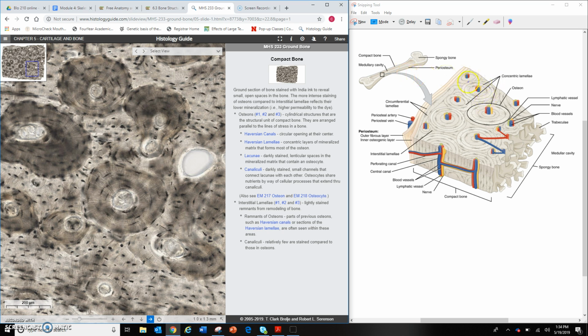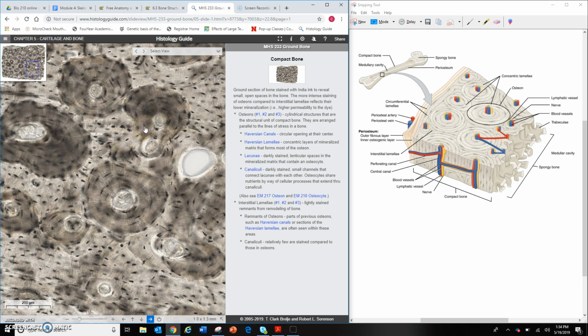So you can see that this compact bone consists of these circular structures called osteons. So over here on the figure on the slide, you can see we have 1, 2, 3, 4, 5, 6. We've got about 7 or so osteons here that you can clearly see.